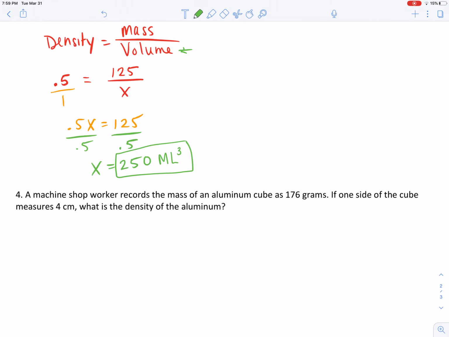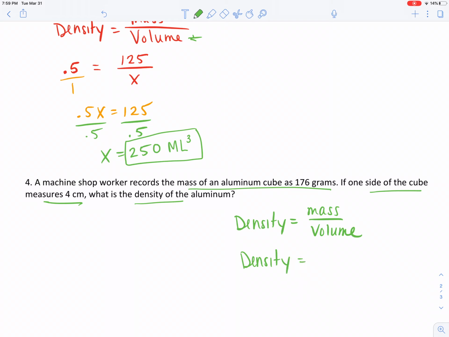Here, a machine shop worker records the mass. So they give you the mass and they are giving you one side of the cube. They want the density. Okay, well, density equals mass over volume. They don't give you the volume, but they give you one side of the cube. So the mass I could put in as 176. I have to find the volume of the cube. So if one edge is 4, that is your length, your width, and your height.